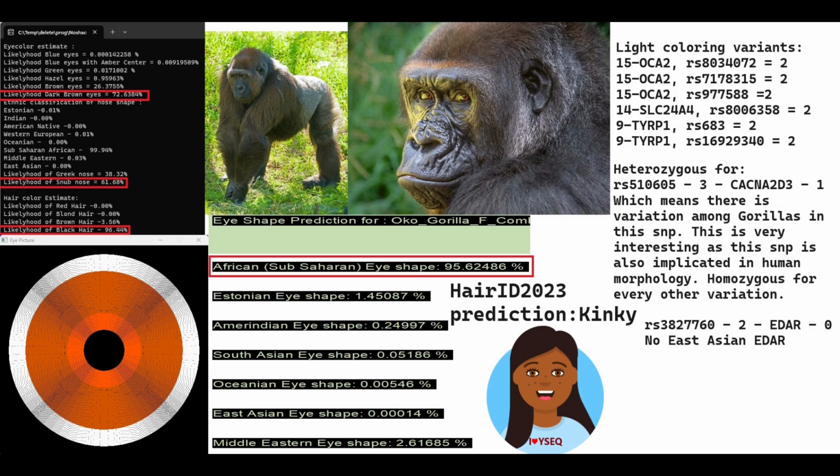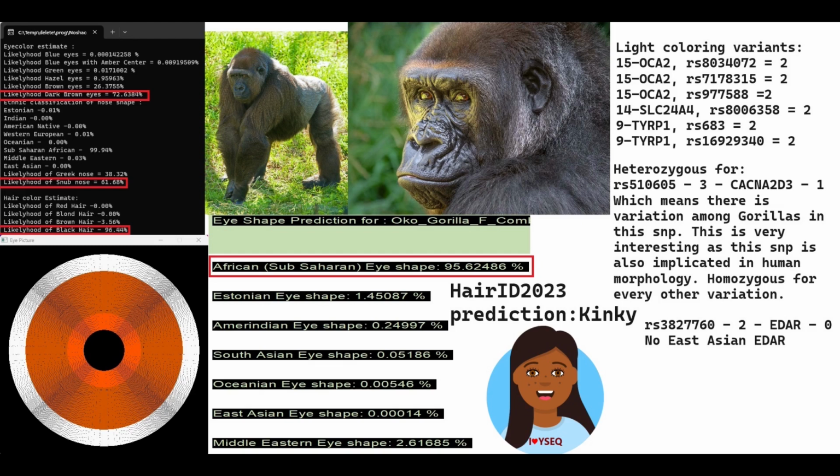When it comes to other coloring variants, she doesn't really have any light coloring variants that are implicated in light color in humans, aside from some variations in OCA2 and SLC24A4 and even TYRP1. The TYRP1 variants kind of surprised me because they actually have a pretty significant weight in determining eye and hair color. For example, RS683, you can see it on the screen here. Out of these six variations that I wrote on the screen, RS683 is by far the one with the biggest impact, and it's kind of surprising that you see a gorilla have light color variants in this variation that's implicated in light color variants in humans.